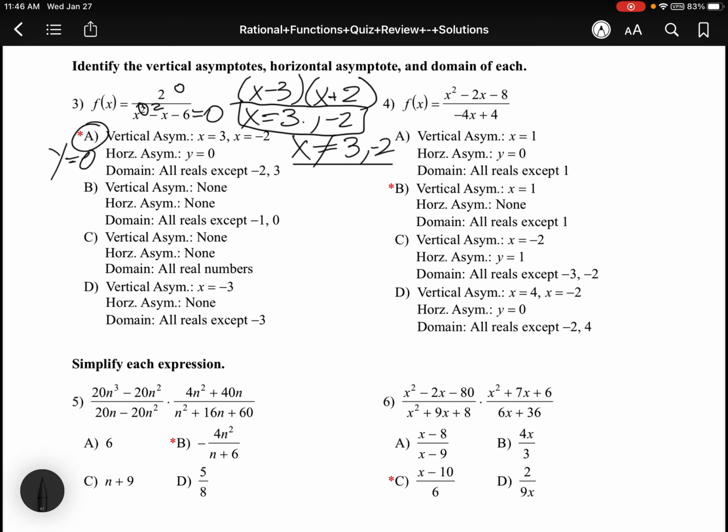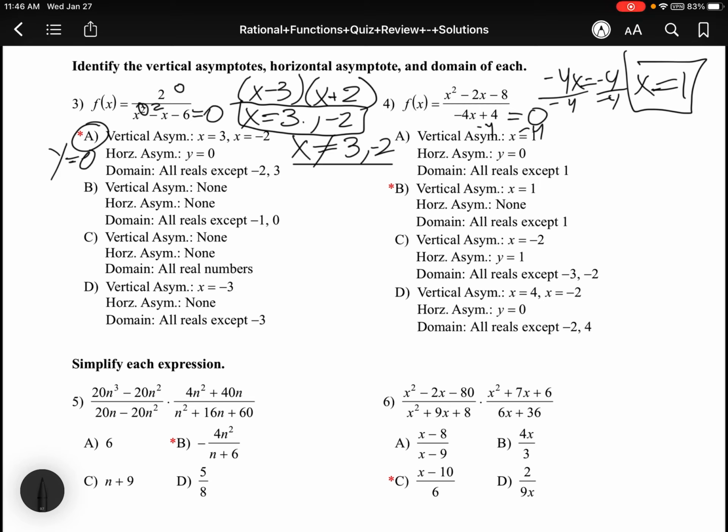Example 4. Again, we're going to start off by setting our denominator equal to 0. So we're going to solve for x. We're going to subtract 4 from both sides. You get negative 4x is equal to negative 4. Divide both sides by negative 4. And you get x is equal to 1. So our asymptote is at x equals 1.